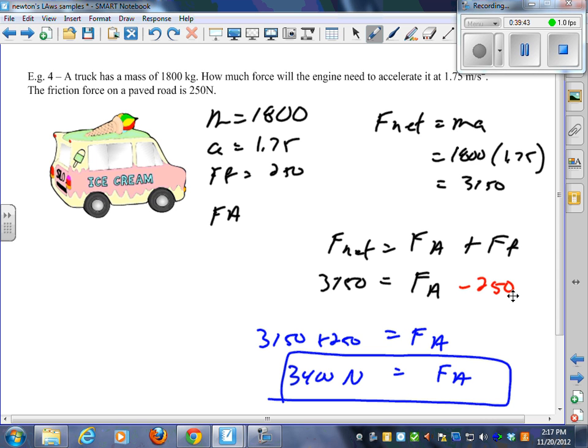Now think about this for a second. Why is the applied force more than the net force? You need 250 newtons just to overcome friction, and then you need another 3,150 to do the acceleration. So I need a total of 3,400. The net force is always less than the applied force when there is friction. Okay? I threw that curveball at you for a reason. What was the curveball?